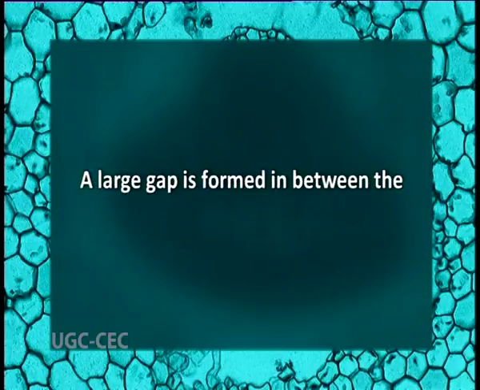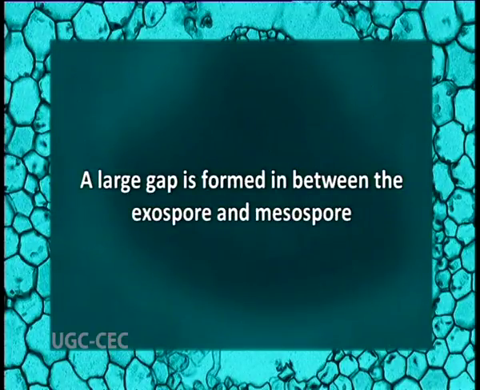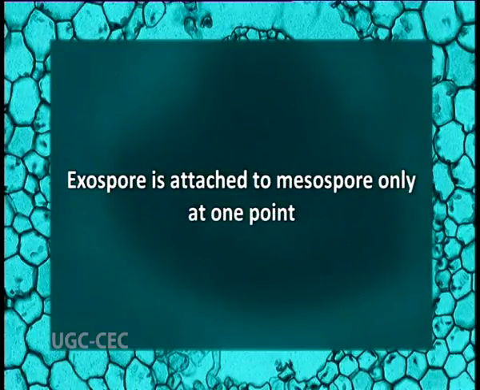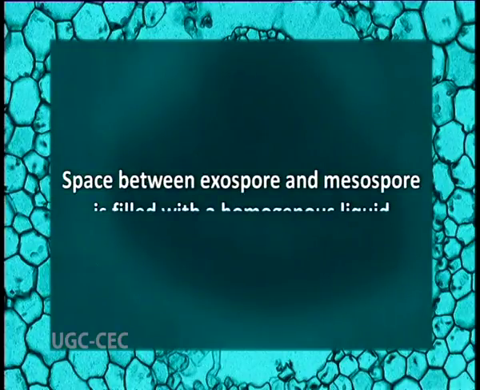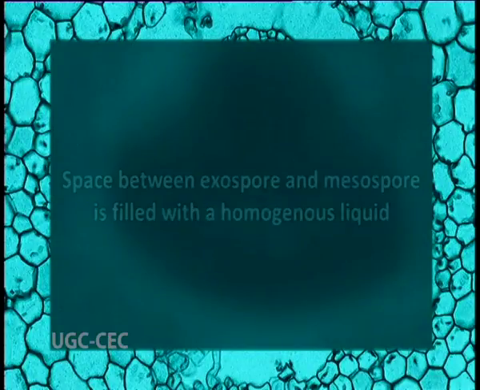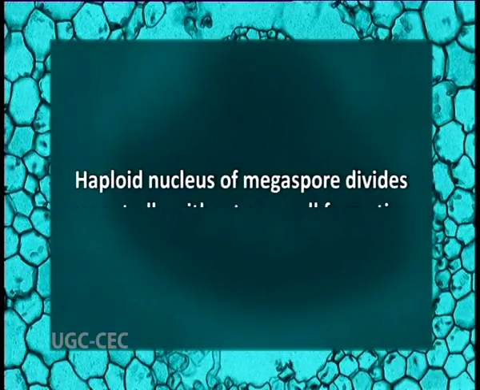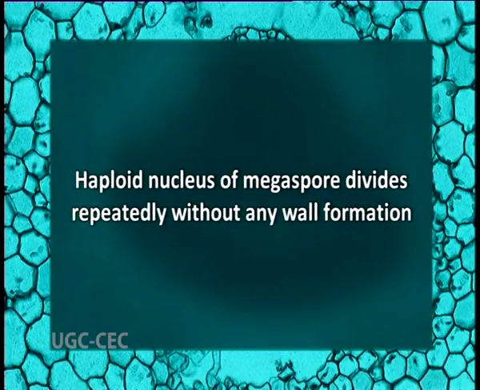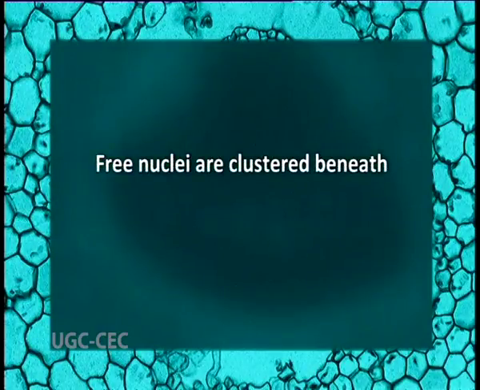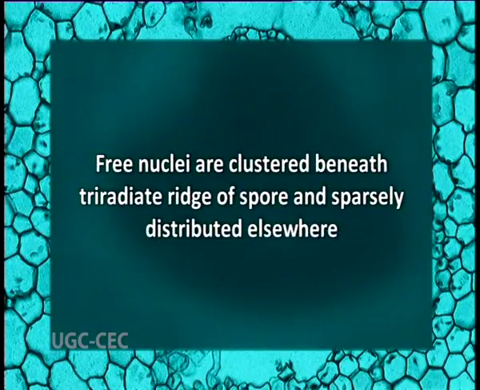Consequently, a large gap is formed between the exospore and mesospore. At this stage, the exospore is attached to the mesospore only at one point. The space between the exospore and the mesospore is filled with homogeneous liquid. The haploid nucleus of the megaspore divides repeatedly without any wall formation. The free nuclei are unequally distributed in the peripheral cytoplasm. They are clustered beneath the triradiate ridge of the spore and sparsely distributed elsewhere.